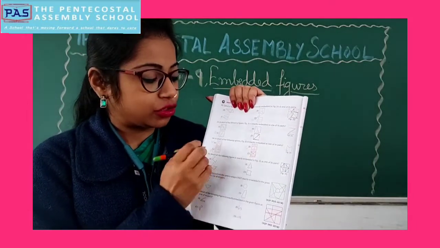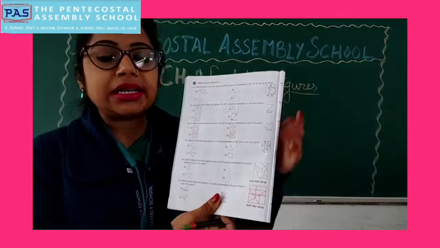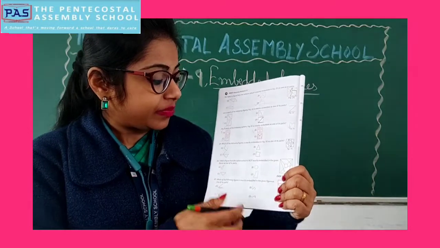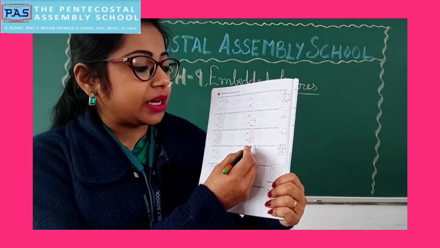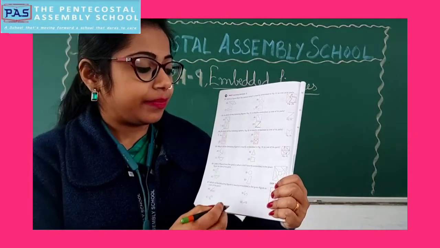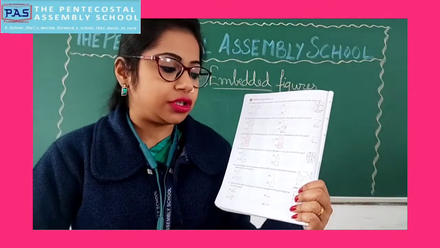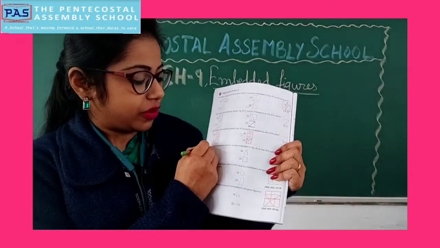Your answer for question number 24 will be option D. Let us check question number 25. Which of the following figure is exactly embedded in figure X as one of its part? It is just like question number 21 and 22. So children, you will do this question by yourself.